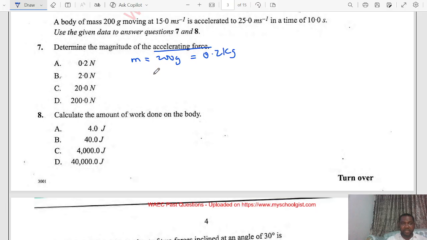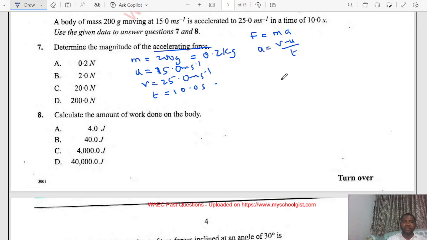Then there is a change in velocity. You have the initial velocity u to be 15.0 meters per second, then the final velocity v to be 25.0 meters per second, and the time t is equal to 10.0 seconds. Since we are asked to find the force, the accelerating force is just mass times acceleration. We are not given acceleration, but we can calculate it because acceleration is change in velocity over time.